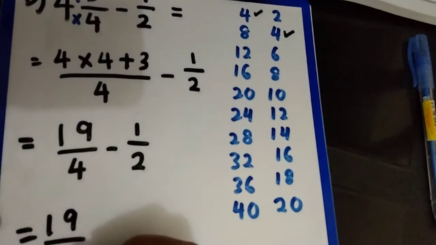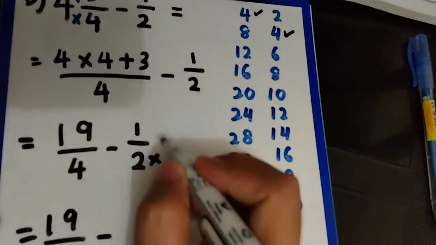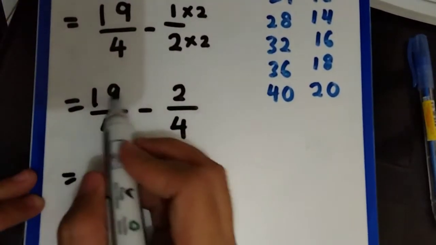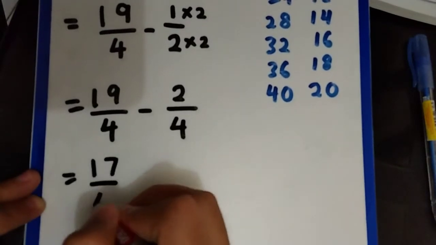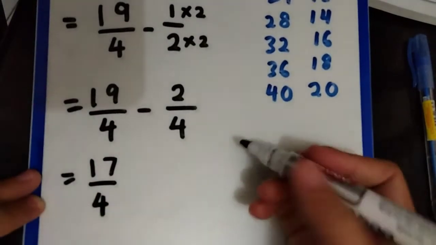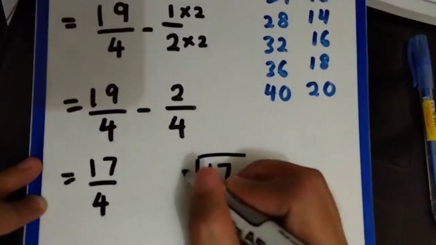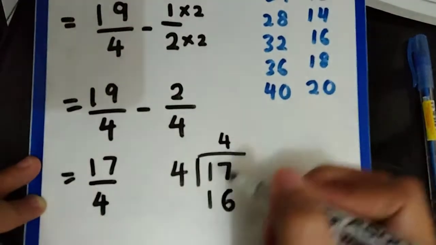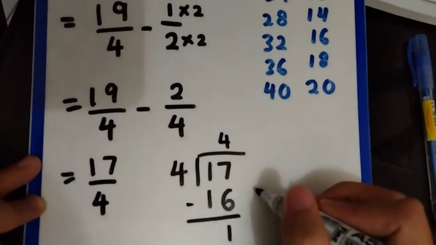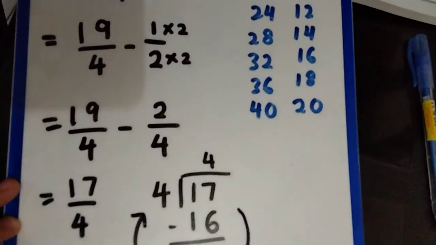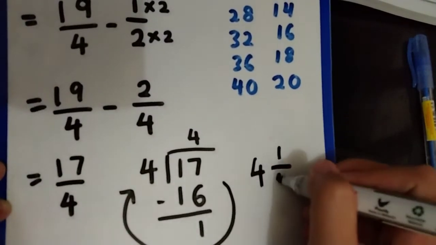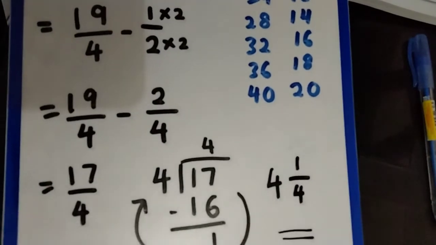So 19 over 4, you don't have to multiply because it is already in the new denominator of 4. So you just multiply by 2 for the digits 1 and 2. So 19 minus 2 is equal to 17 over 4, and this answer is an improper fraction. So you have to change it into a mixed number by doing division. How to write this? 4 1 over 4. This is the final answer.